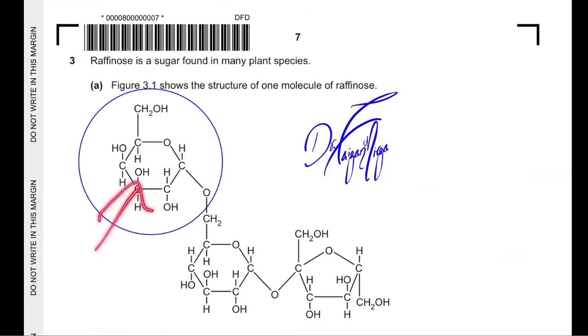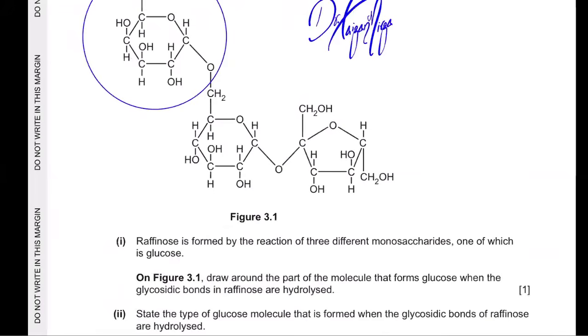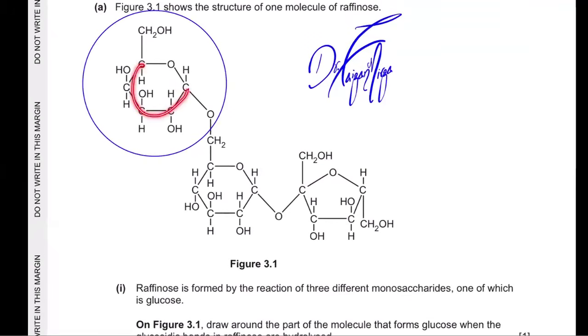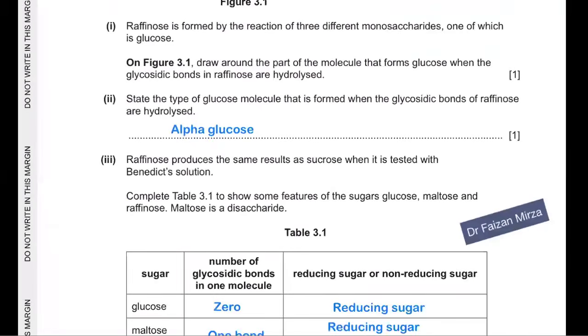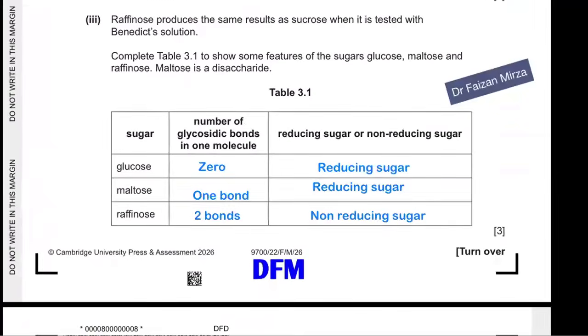It needs to be terminal. This cannot form glucose because it's not the six carbon sugar. It is a six carbon sugar, but there are four carbons in the ring and two carbons outside the ring. So we need a ring which has five carbons in the ring and the sixth outside the ring, which is glucose. So which type of glucose forms the glycosidic bonds here? We know alpha glucose.